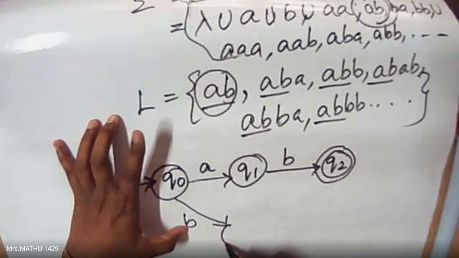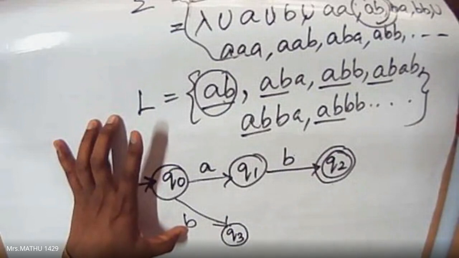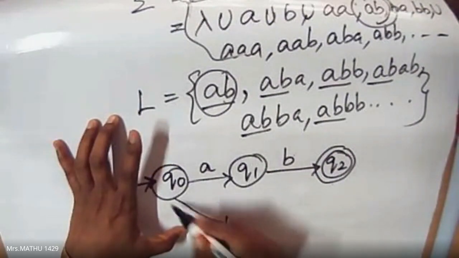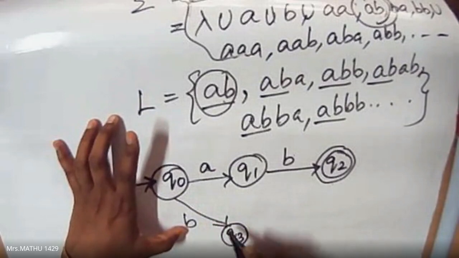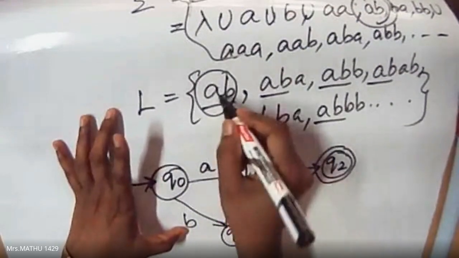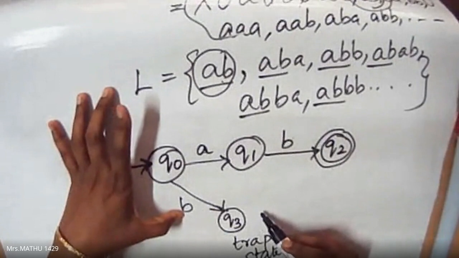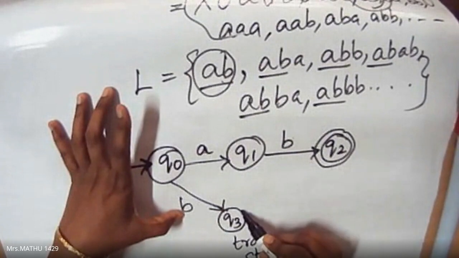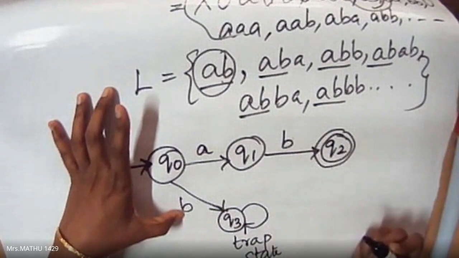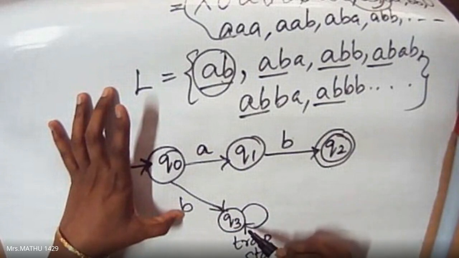It will go to a state, we can call this state a trap state, because the symbol it starts with from the initial state is not the one that is required for this language. Trap state means from this state it will never come back. It will have no outgoing edges, but it can have a self loop like this.